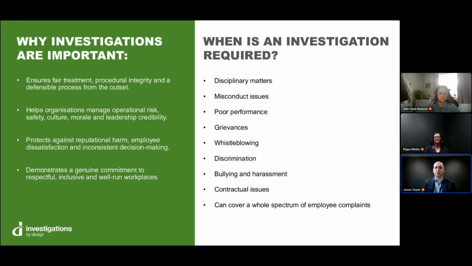Now, investigations are also important because they demonstrate organisational values and practice. Many organisations describe themselves as respectful, inclusive and well run. The way complaints and concerns are handled is one of the clearest tests as to whether those values are being lived. Now, a fair investigation process shows employees that concerns are being taken seriously, that people are being listened to, and that decisions will not be reached prematurely.